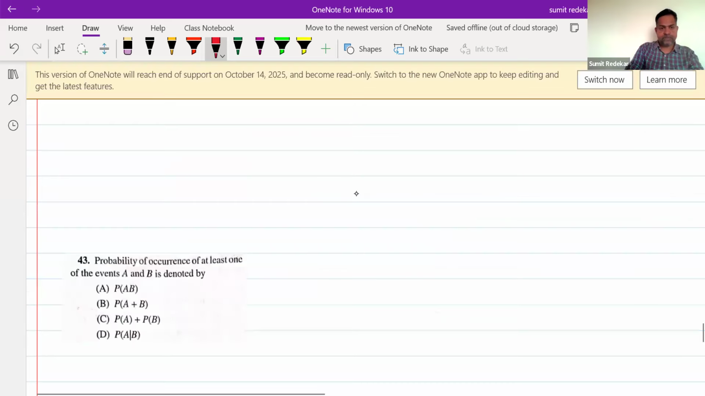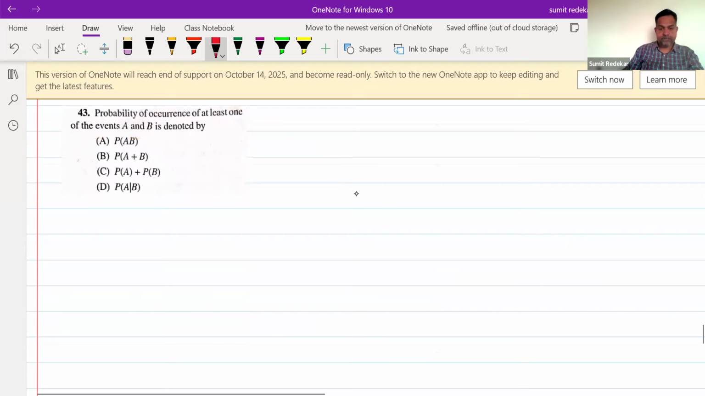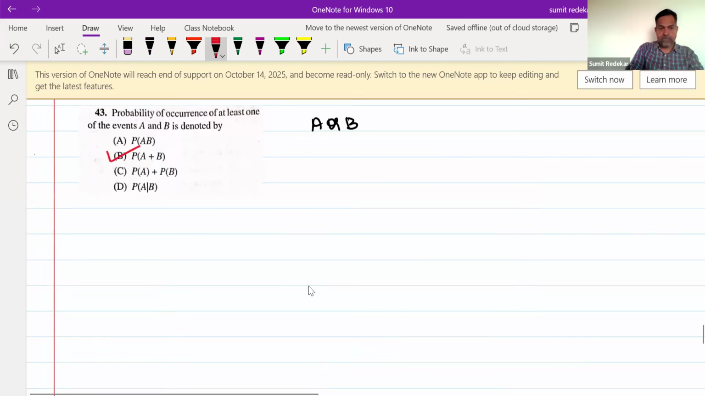That's 42. 43. The probability of occurrence of at least one, कम से कम एक, कम से कम एक मतलब A या फिर B, दोनों में से एक, and A या फिर B is nothing else but A or B, and A or B is nothing else but A plus B. B should be the answer, probability of A plus B.